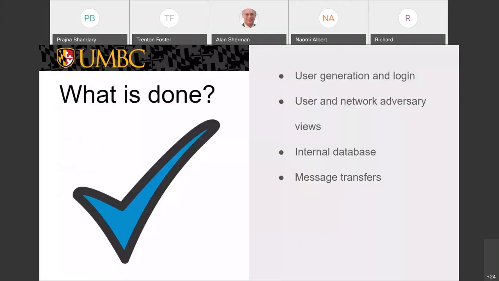So the things that are finished at this point are the user generation and login. And this is important because we'll have a number of people logging into this Docker site that we've spun up. You'll say how many users you want, and it'll give you that many. And all they have to do is put in those login credentials that are preset and then reset every time it's run, and they're good to go.